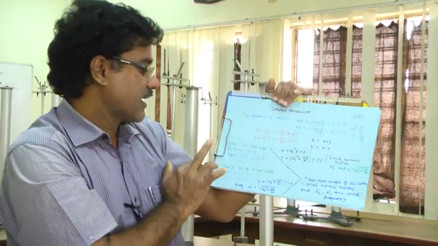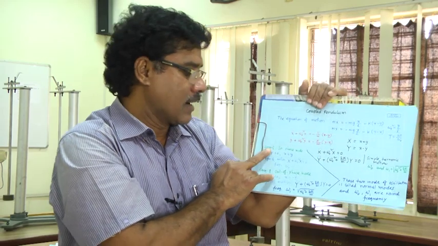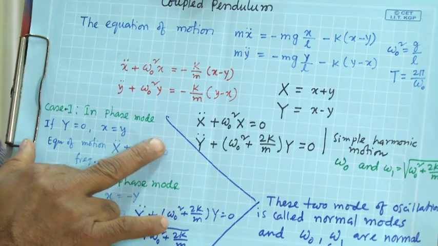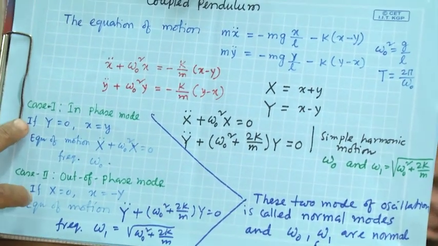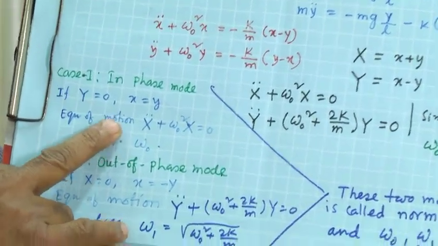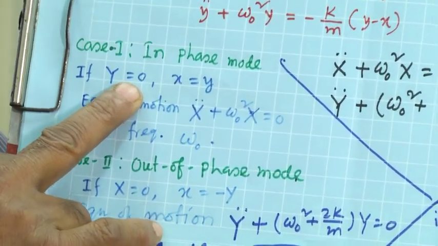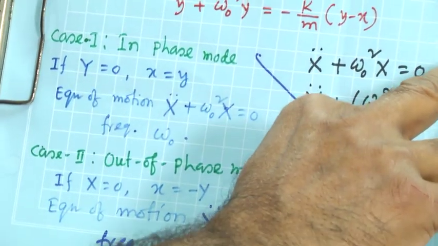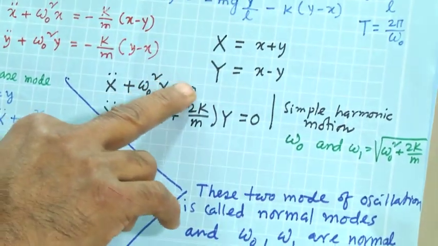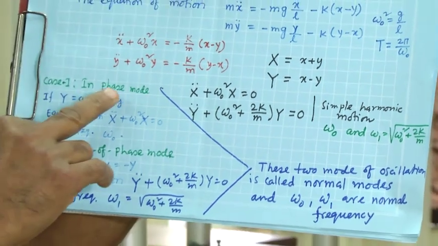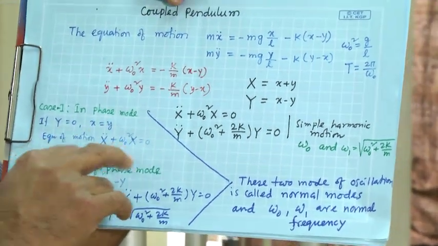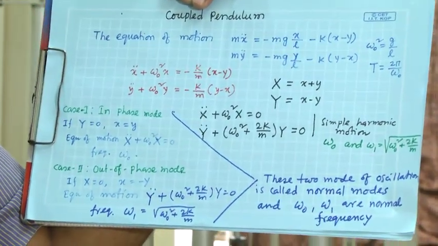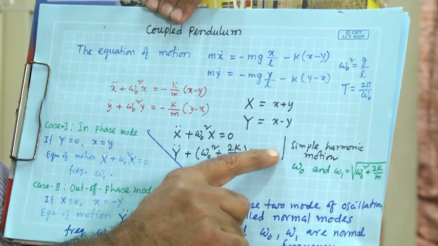That is why there are three cases. Case 1 tells about the in phase mode. Now, imagine that Y equals 0. Y we have defined as x minus y. If Y equals 0, then x equals y, and naturally this equation will not be there.